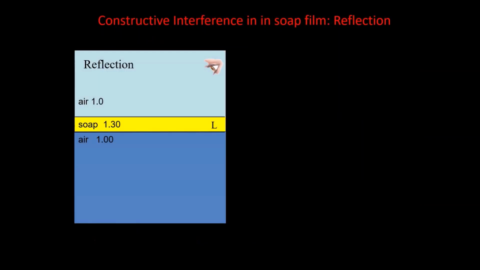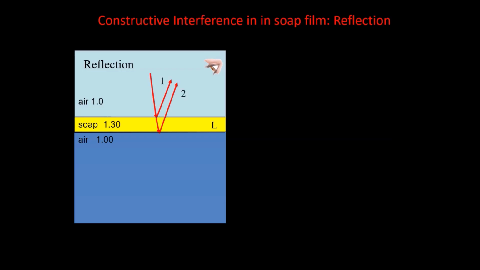So if we look at interference in soap films, we're really talking about an effect of reflection from the front and back of the film. Here we have a soap film, index of refraction of n of about 1.3. This is usually about the same as that of water. Here we have air gaps of 1 and of course 1 respectively.